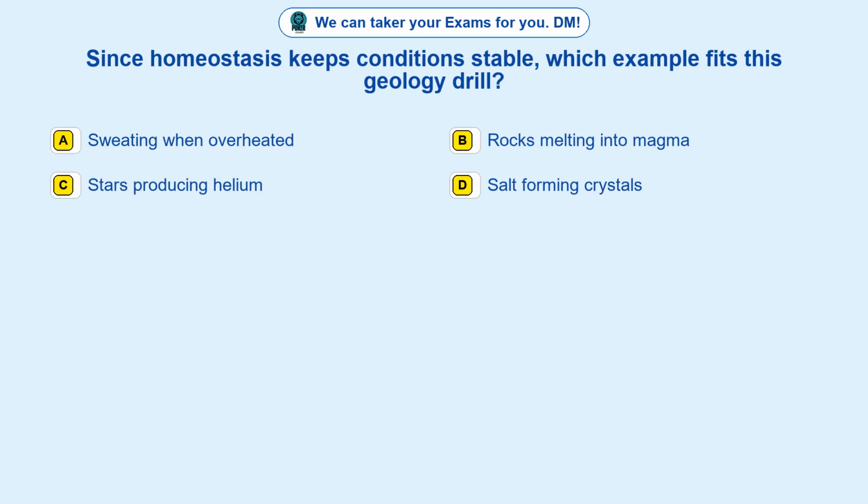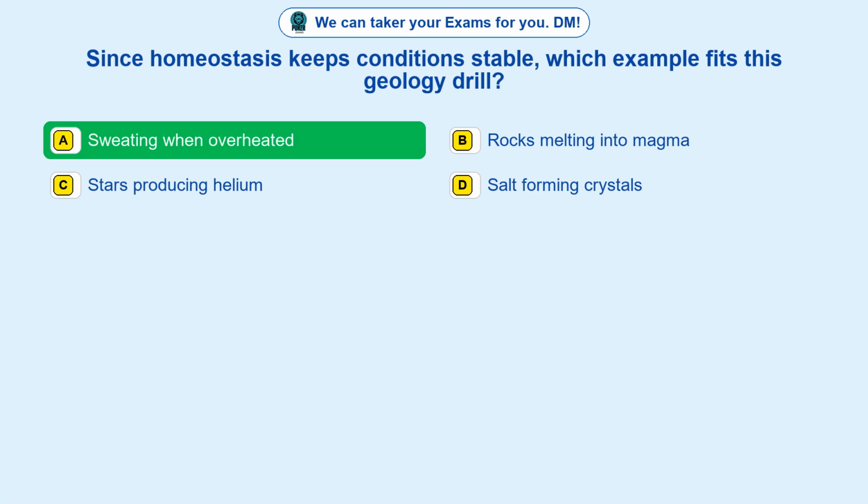Question 20. Since homeostasis keeps conditions stable, which example fits this geology drill? Option A. Sweating when overheated. Option B. Rocks melting into magma. Option C. Stars producing helium. Option D. Salt forming crystals. The correct answer is option A.